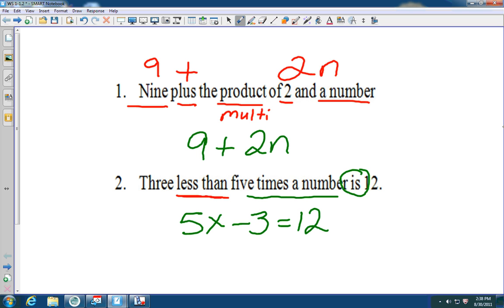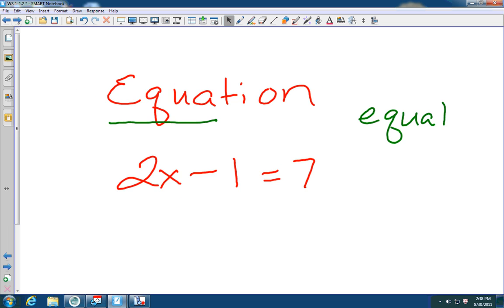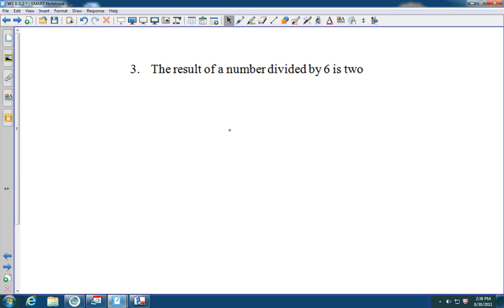Just to review, out of these two, which one is an expression and which one is an equation? This first one right here is an expression. It does not have an equal sign with it. This one has an equal sign, so this is an equation. Okay, here's another one. Pause the video, come back and see how you did.